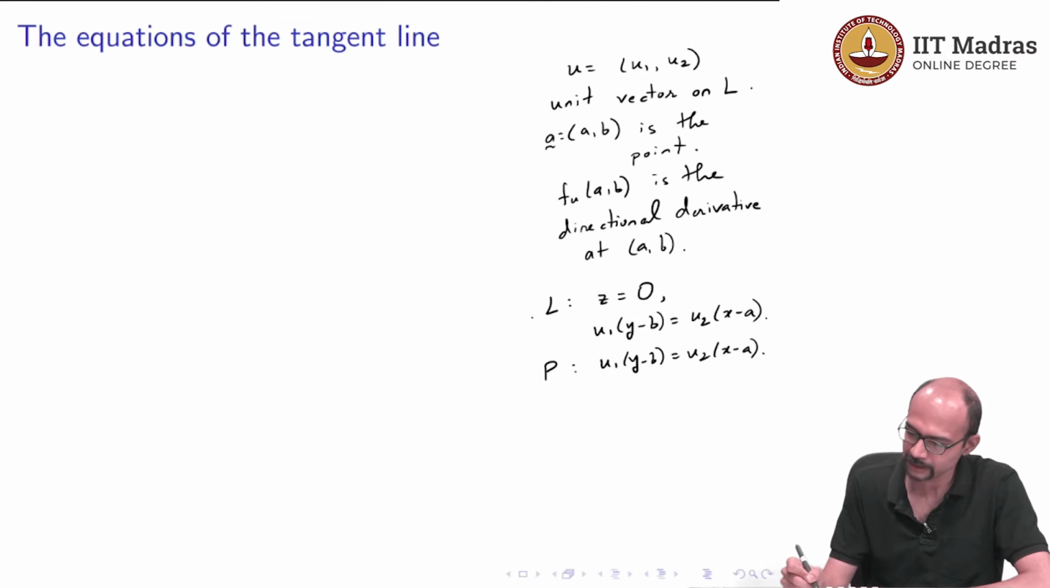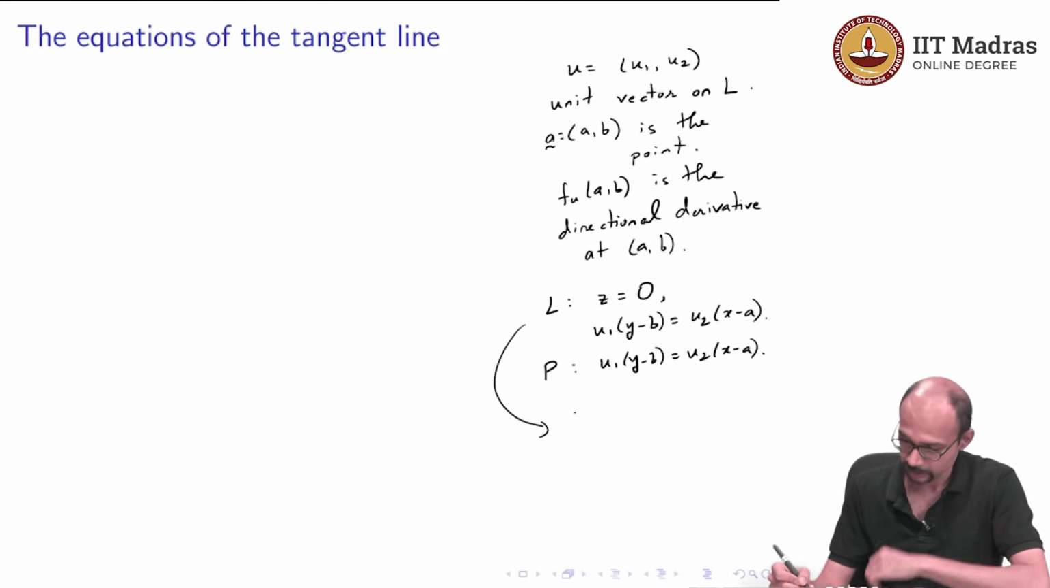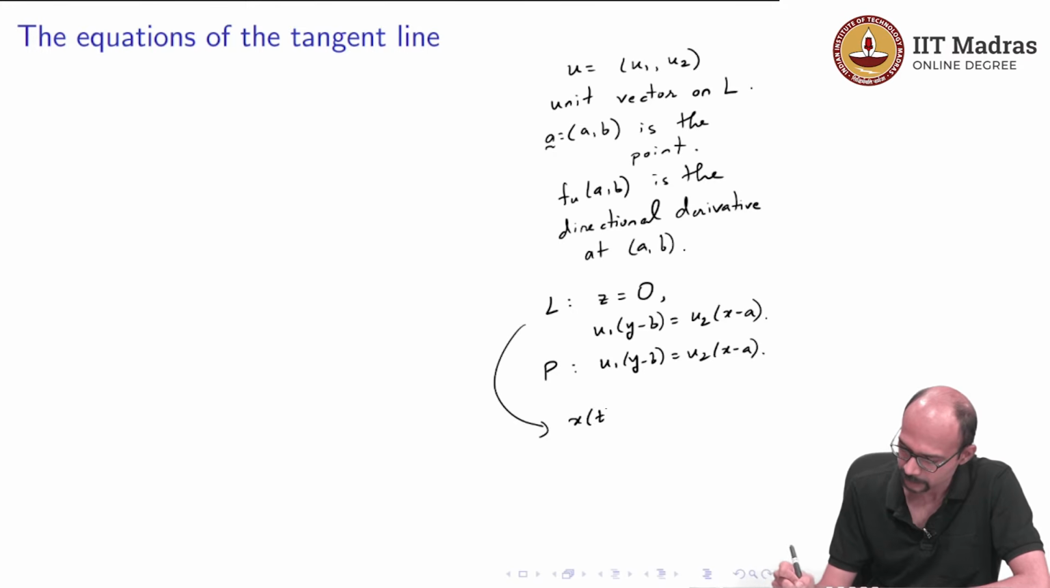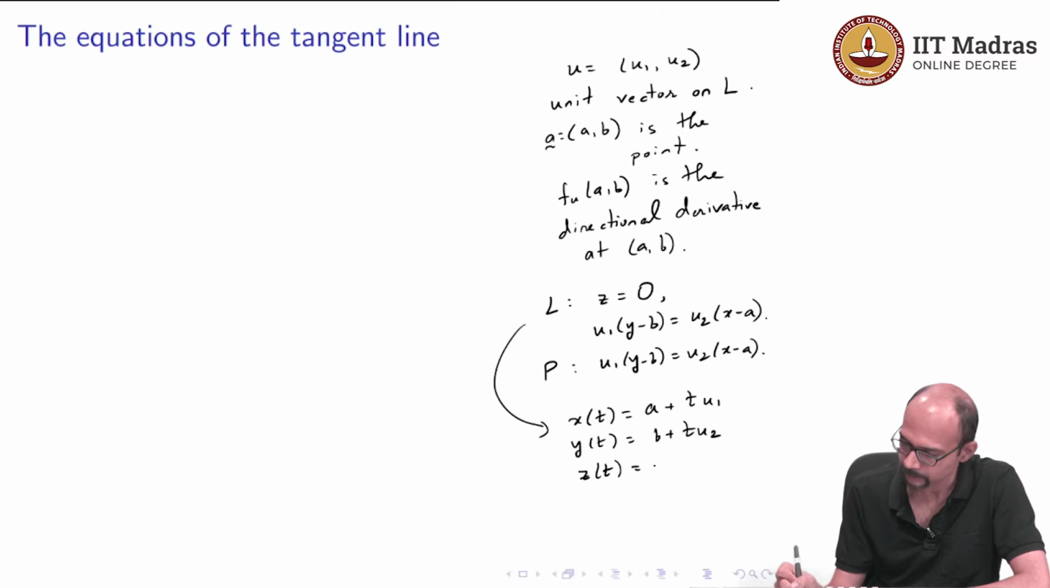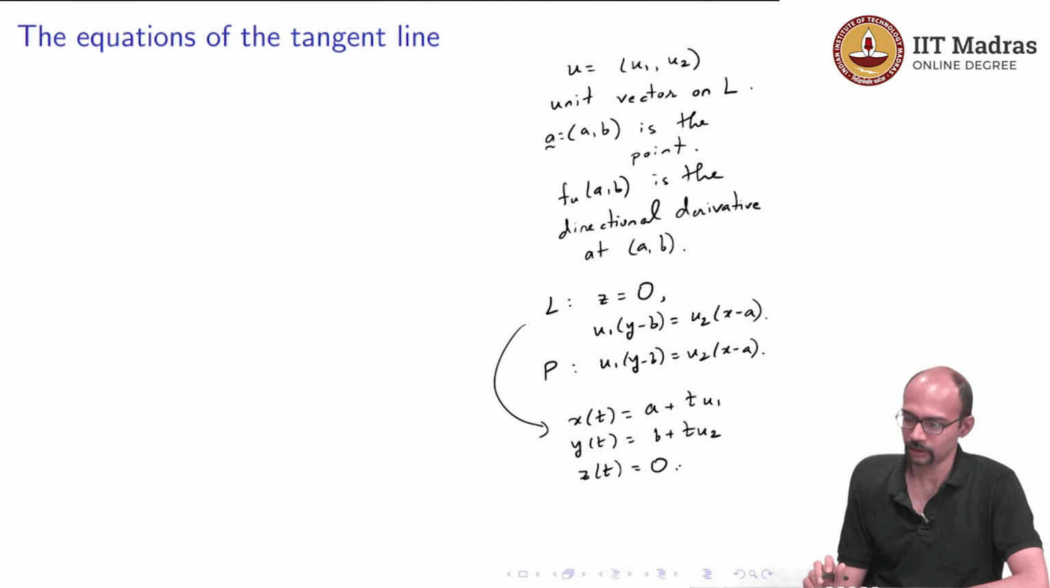So, instead of writing L like this, I can write it as a parametric equation, and this is often very useful, so that we know what is happening. So, the other way of writing L is as x(t) is equal to a plus t times u1, y(t) is equal to b plus t times u2, and z(t) is equal to 0 because it is on the xy plane. So, this is how you write L.